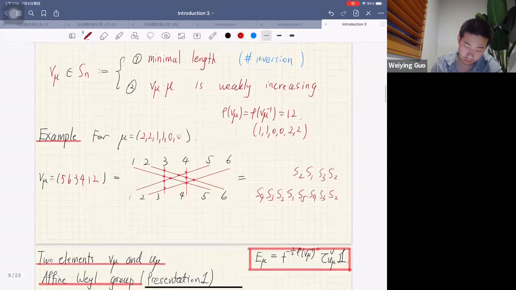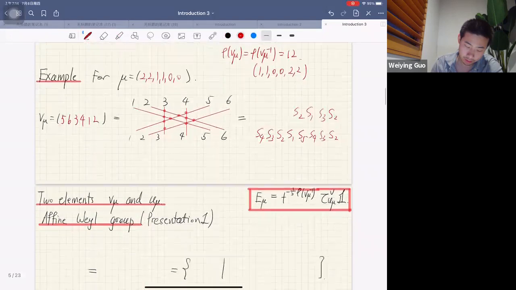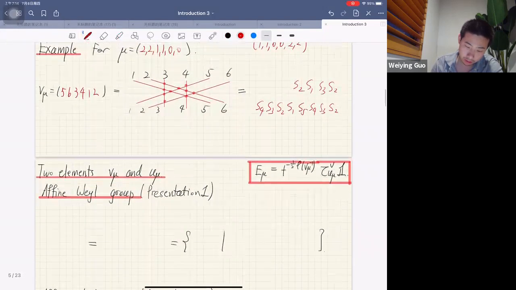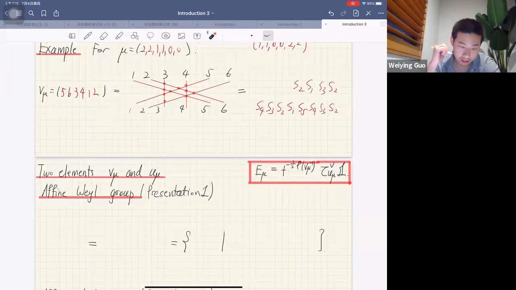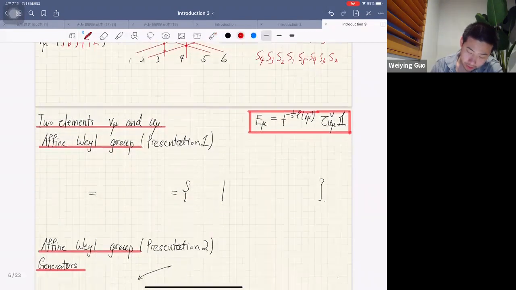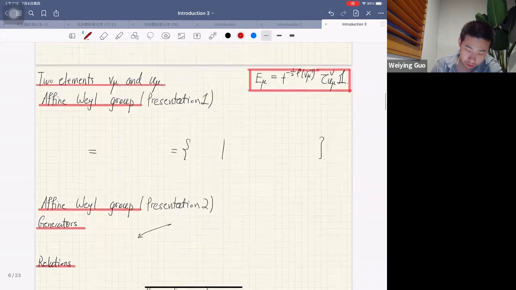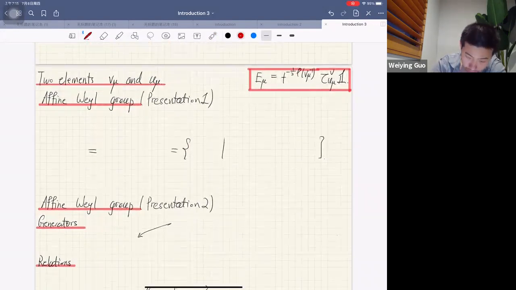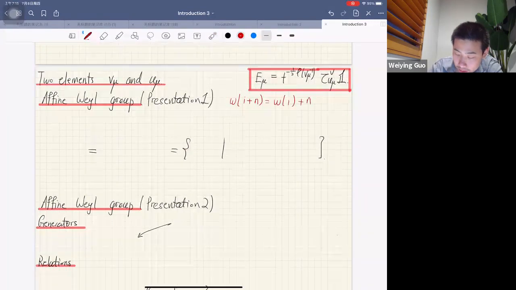So let's continue. This is the element v mu. Now we will start talking about the element u mu, which is also an interesting element in terms of generating the non-symmetric Macdonald polynomial. Before I introduce the element u mu, we will actually talk about where it lives: the affine Weyl group, also known as the n-periodic permutations. n-periodic just means that if w is inside of our affine Weyl group, then w of i plus n is just w(i) plus n.